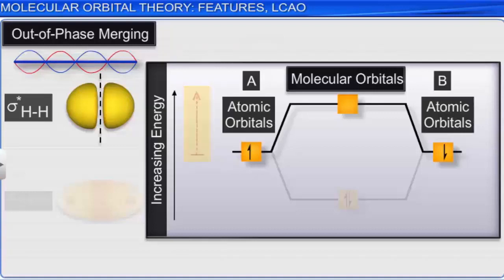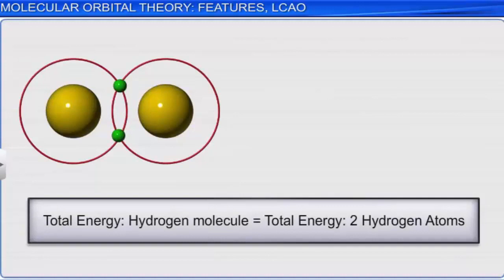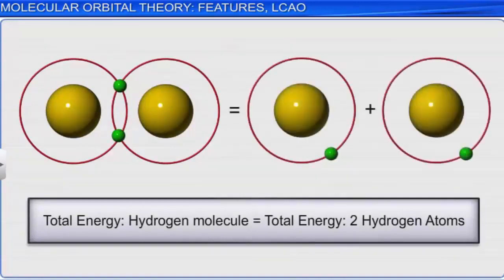Thus, the energy of the antibonding orbital is raised above the energy of the parent atomic orbitals that have combined, and the energy of the bonding orbital is lowered than the parent orbitals. However, the total energy of the two molecular orbitals remains the same as that of the two original atomic orbitals.